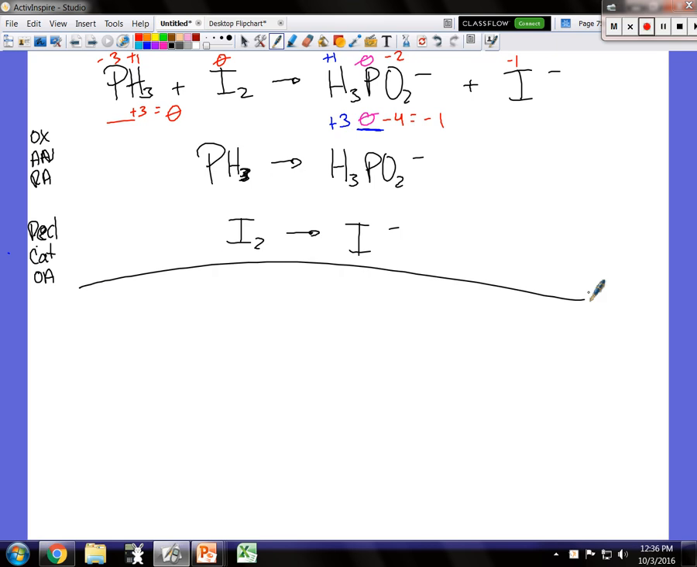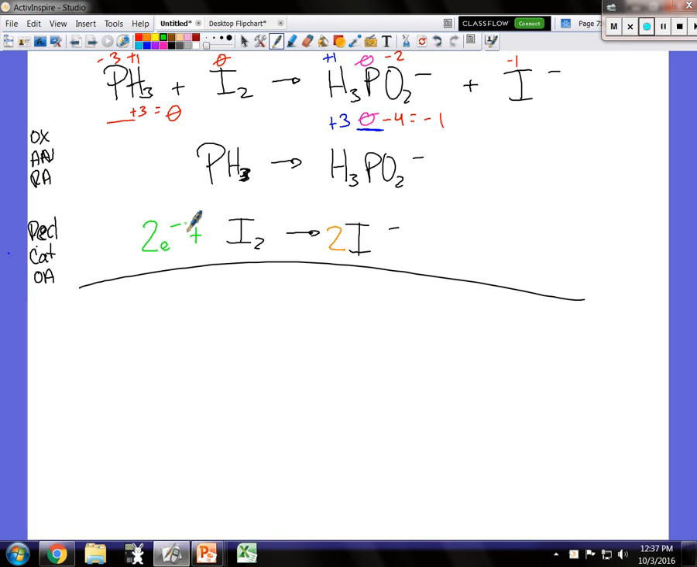So let's run through this. Now, which half is easier to balance? Definitely the bottom half. Why? All you have to do is add a coefficient. So I'm going to put a coefficient of 2 right here. Now, this is the reduction half, so what side do your electrons go on? The reactant side. And how many am I going to need? 2 electrons. That balances my charge. Okay, that balances my charge.